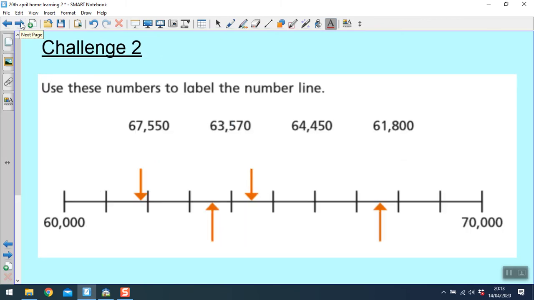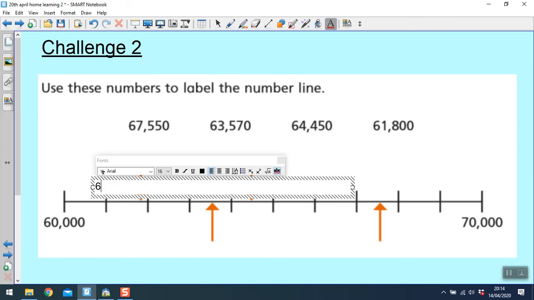Okay, use these numbers to label the number line. So as you can see, we've got 60,000 over here, 70,000 over here, and there's 10 jumps. So 1, 2, 3, 4, 5, 6, 7, 8, 9, 10. The difference between 60,000 and 70,000 is 10,000, and there's 10 jumps, which means it's going up in thousands. So it might be helpful to write on here what each line represents.